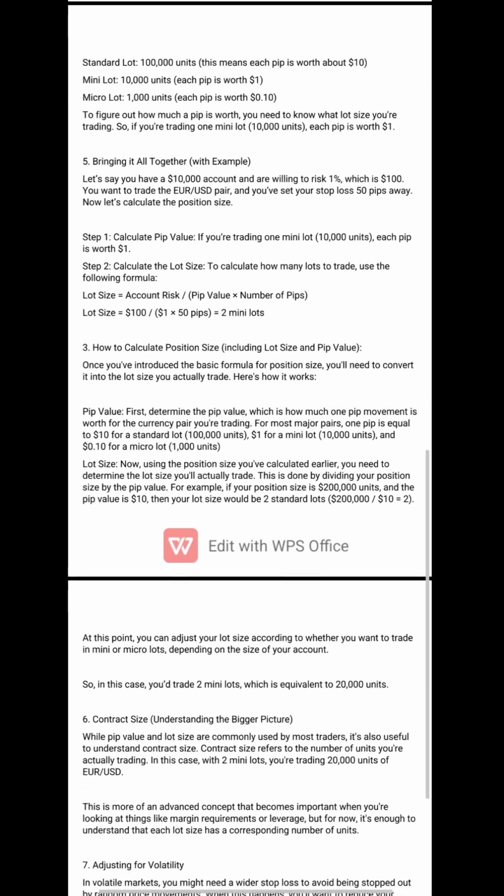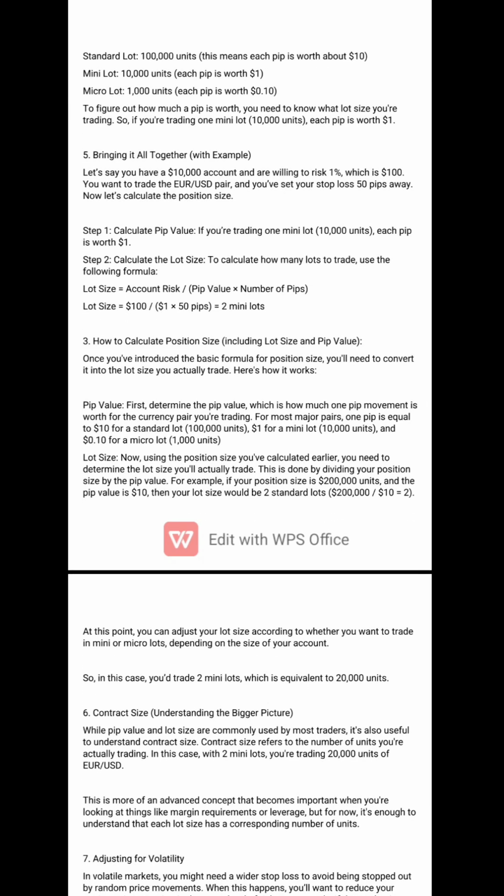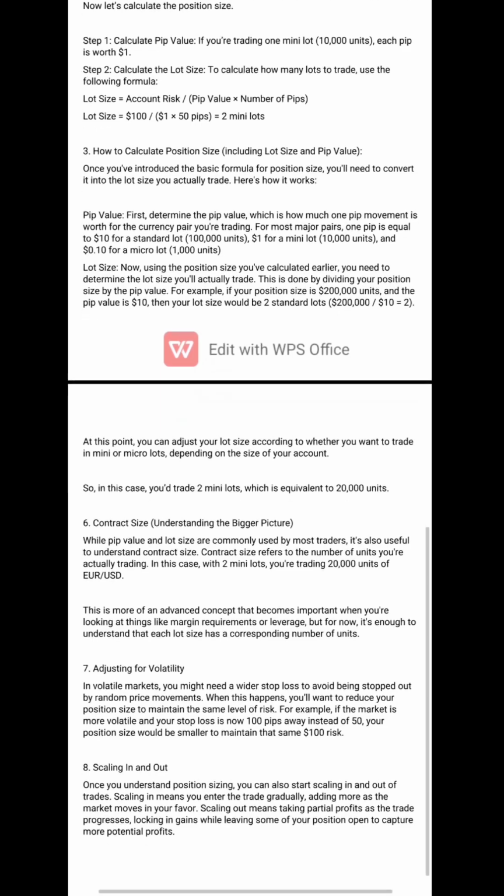Now let's move to point 5, putting things together. Let's say you have a $10,000 account and you are willing to risk 1%, which is $100, right? You want to trade the Euro USD pair and you have set your stop loss 50 pips away. Now let's calculate the position size. So you calculate the pip value, and then we calculate the lot size, and so on. I don't want to waste much time here because I'll do that practically.